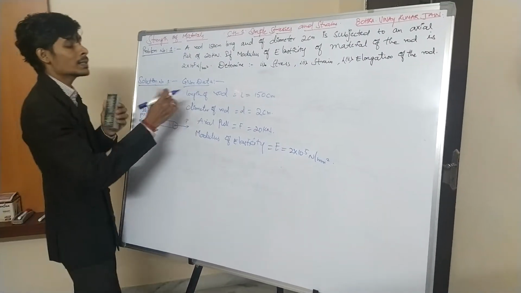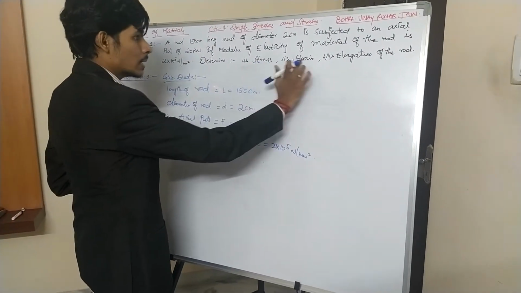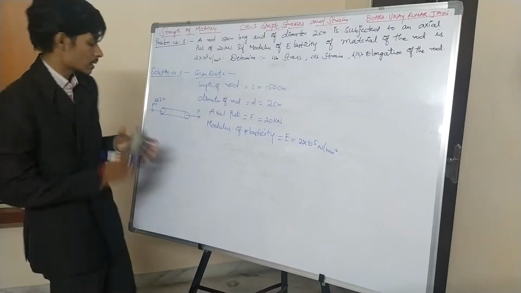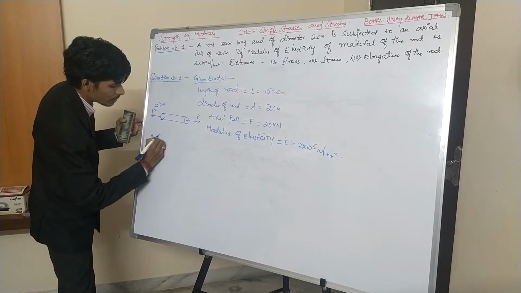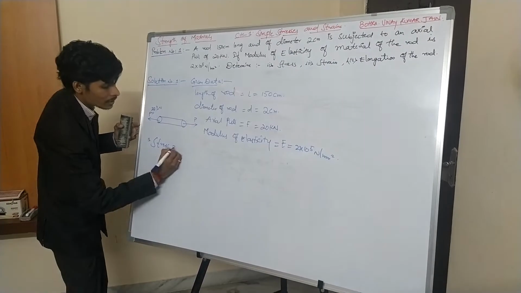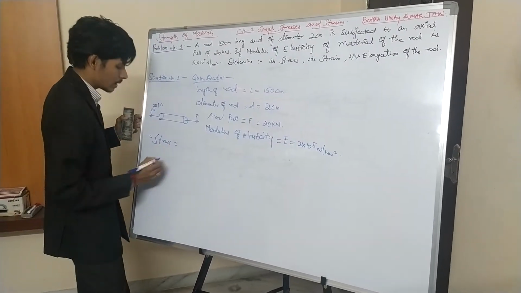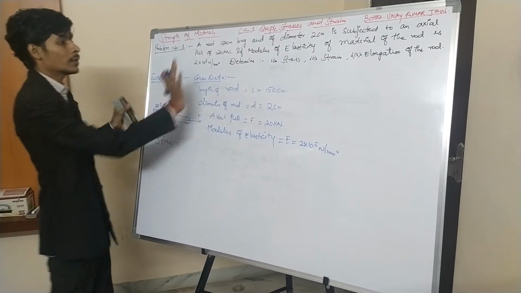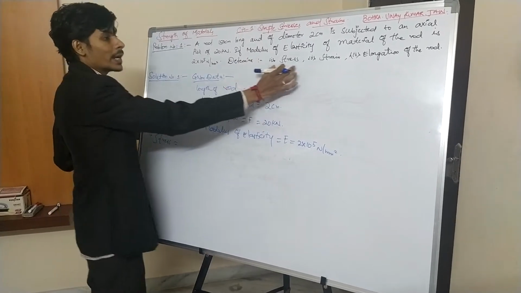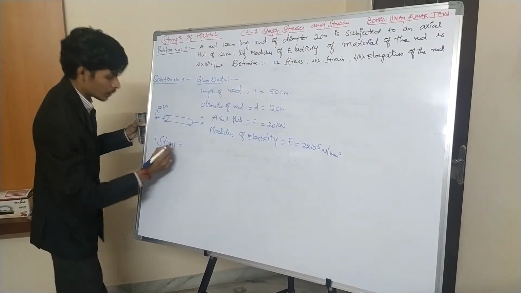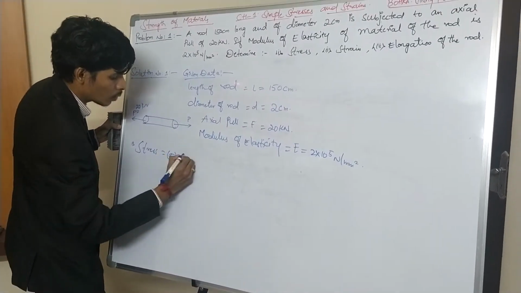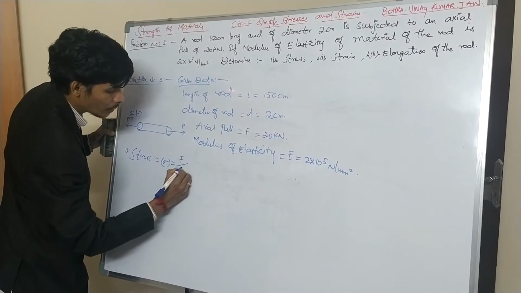Now what does he ask us to determine? Stress, strain, and elongation. First look into the possibilities. First one is stress. First write down the formulas. First step is to write the given data. Second step is to write what we are determining and its formulas. First is stress. Stress can be denoted by sigma, that is equal to force or load acting per unit area.